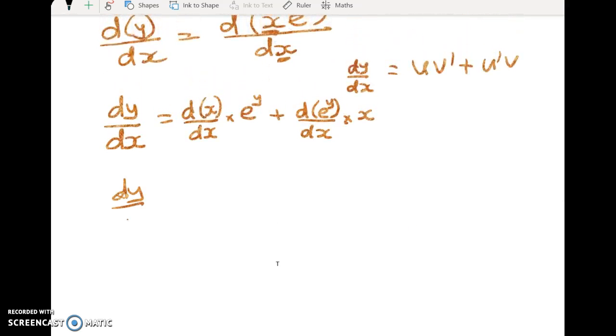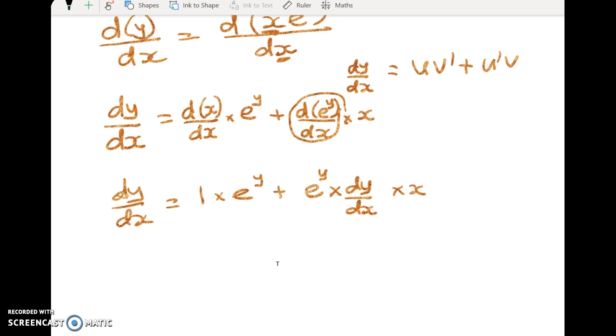We get dy by dx is equal to 1 times e to the y plus, now in here, I'm going to have the derivative of e to the y with respect to y. So it's e to the y times dy by dx times x. Now, I'm going to collect up terms that have got dy by dx in them. So I get dy by dx times 1 minus e to the y x is equal to e to the y.